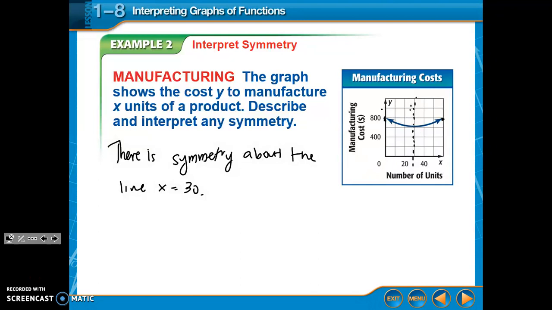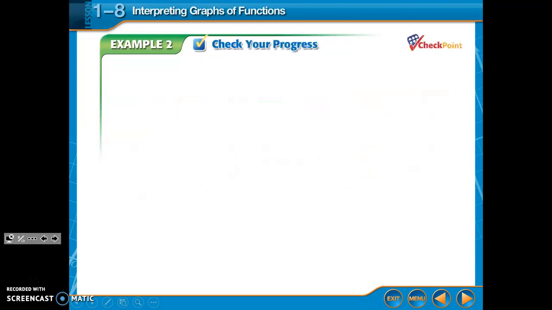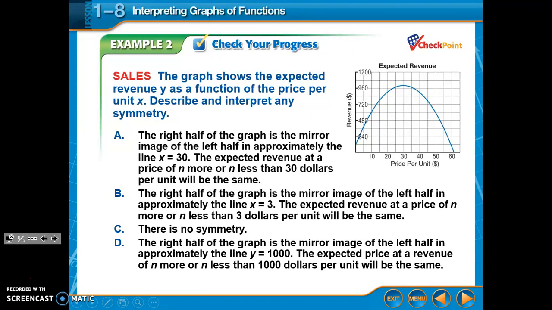And then as you go further away from 30, in either direction, the cost increases by the same amount. So if I went 10 units this way, it would be a little bit more than 600. If I went 10 units this way, it's still more than 600. So 30 is going to be the cheapest way. When you're making 30, it's going to be the cheapest manufacturing cost. So you guys describe any symmetry that you may see in this one.